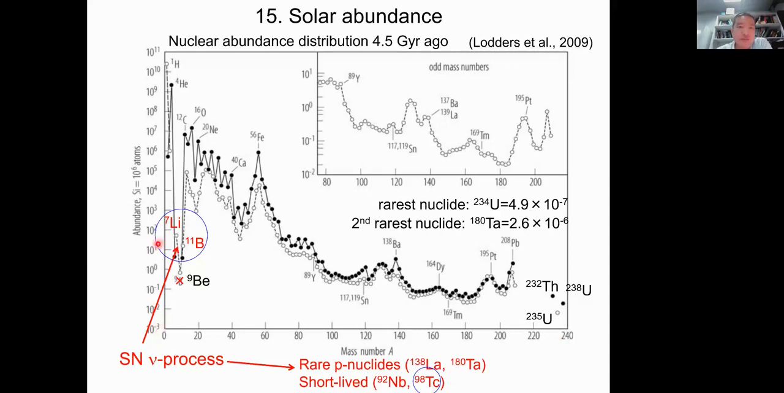So here we show the solar system abundance in logarithmic scale as a function of nuclear mass number. A wide range of abundances of nuclei exist in the solar system. And here is a dip of abundance: lithium, beryllium, and boron. Lithium-7 and boron-11 are produced by the supernova neutrino process. And also rare p nuclei such as tantalum-180 and tantalum-138 are produced. And short-lived nuclei such as niobium-92 and technetium-98 are also produced by the supernova neutrino process. So yes, they are the target.